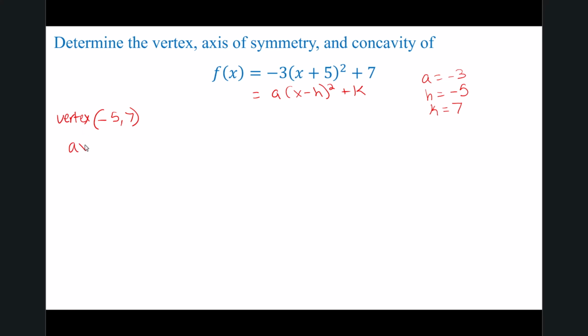The axis of symmetry is the line x equals negative 5. And the concavity, because a is less than 0, this parabola will open down.